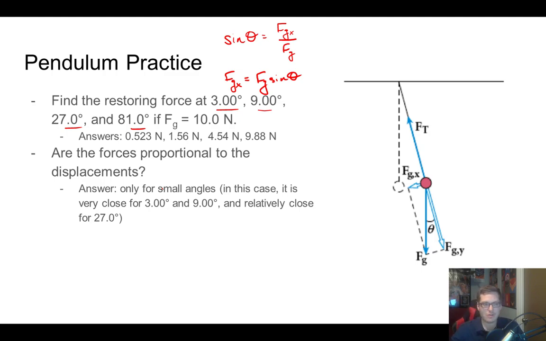All right, so that's all about simple harmonic motion. Simple harmonic motion is pretty cool, but it can get pretty complex. We just barely scratched the surface. All right, and that's about it.